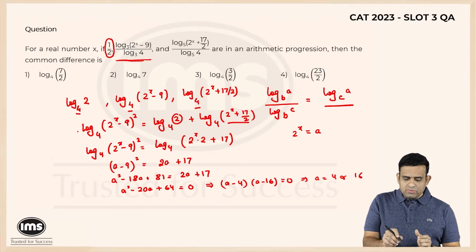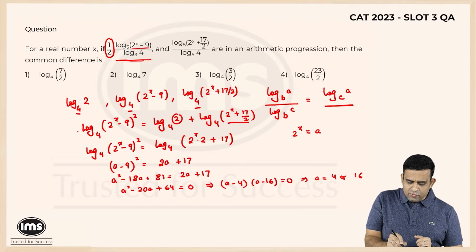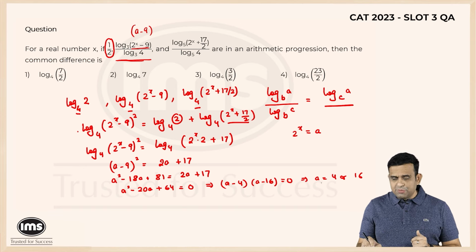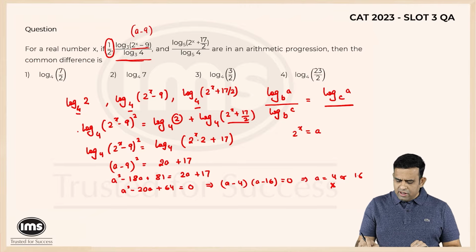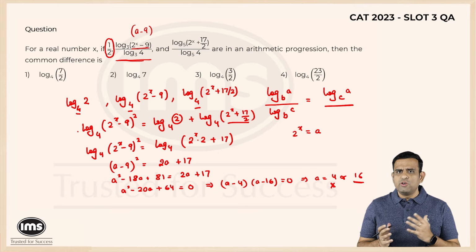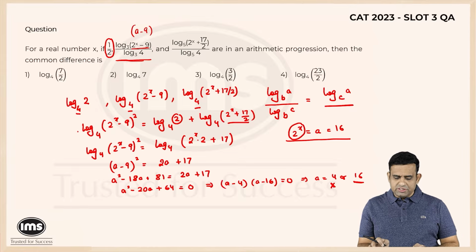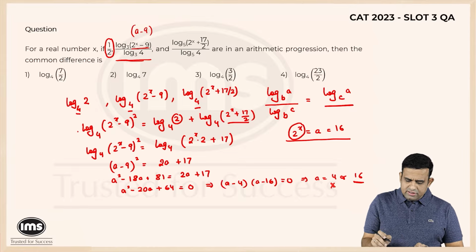Now understand that the term 2 power x minus 9, or one can say the term a minus 9, should also be positive, because log of a negative number is undefined. So in this particular case, despite getting the value of a to be equal to 4 or 16, I should discard a equal to 4 over here, and I should take the value of a to be equal to 16, or in short 2 power x happens to be equal to 16. So once we get this, we will replace 2 power x equal to 16, and I can write this sequence.